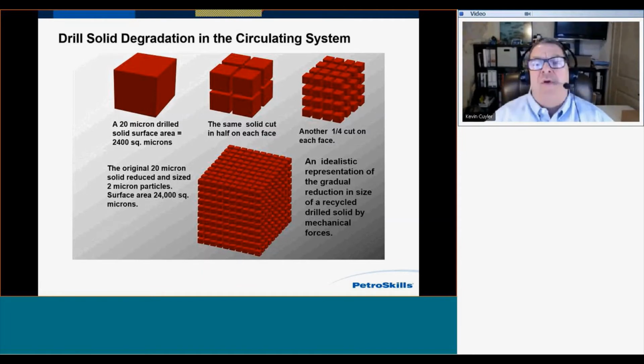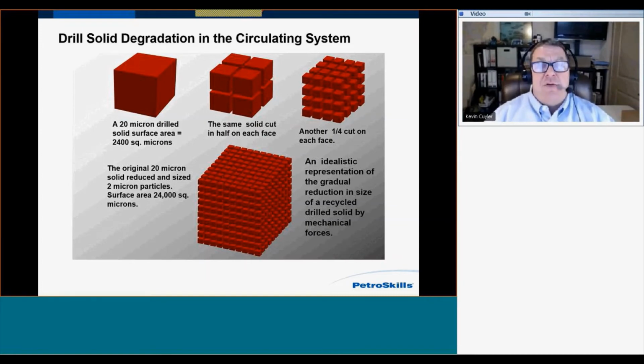This is one of the worst things that you can do with your drilling fluid. And I spend a lot of time, and I emphasize this to you with a lot of passion, because you have to understand what happens to that solid. As a solid particle gets broken up into smaller and smaller pieces, as you can see from this chart, there is now an increase in surface area.